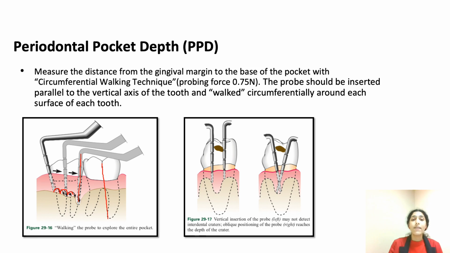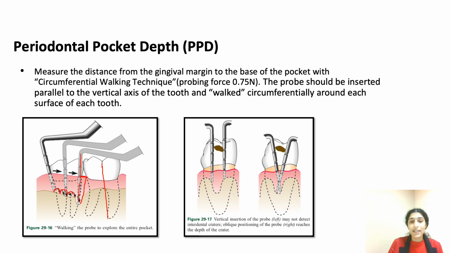Whenever we are doing this, we measure the depth of the pocket from the gingival margin to wherever the base of the pocket is, or wherever the probe goes. So you read the calibration of the probe at the gingival margin, and that is recorded as the probing pocket measurement. Usually it is measured at 6 sites per tooth.